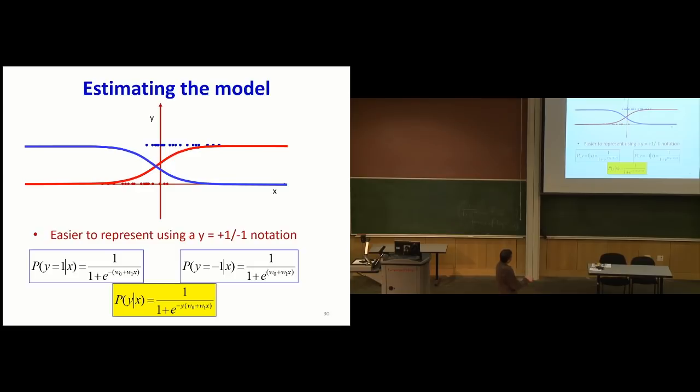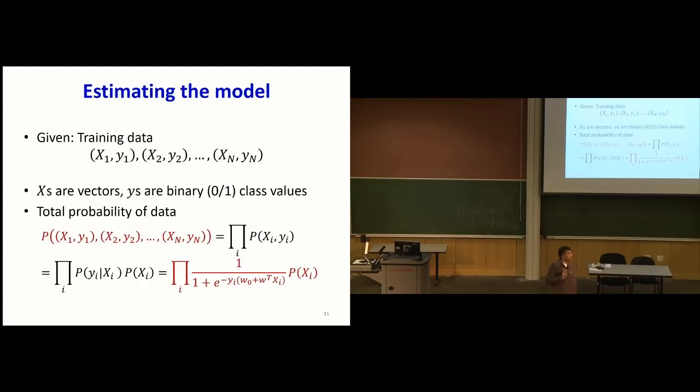I can write these together as a single combined equation and say p of y given x equals 1 over 1 plus e raised to minus y times wx. And you can just see that if I plug in the value of y equals 1, I get this equation. If I plug in the value of y equals minus 1, I get this equation. Straightforward, right? And now once I have this, I can use maximum likelihood estimation.